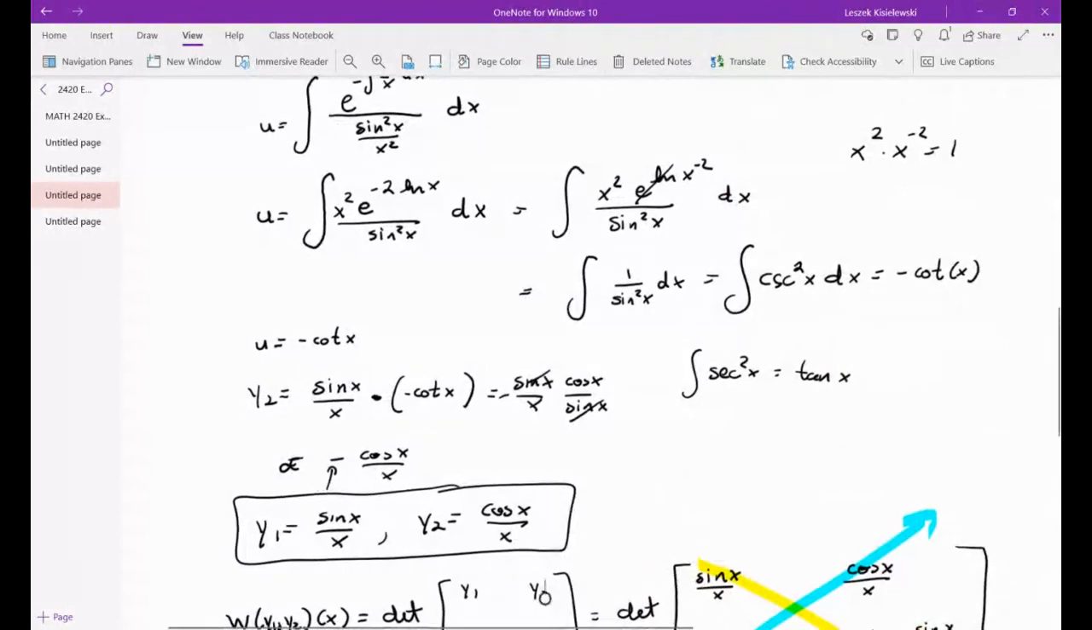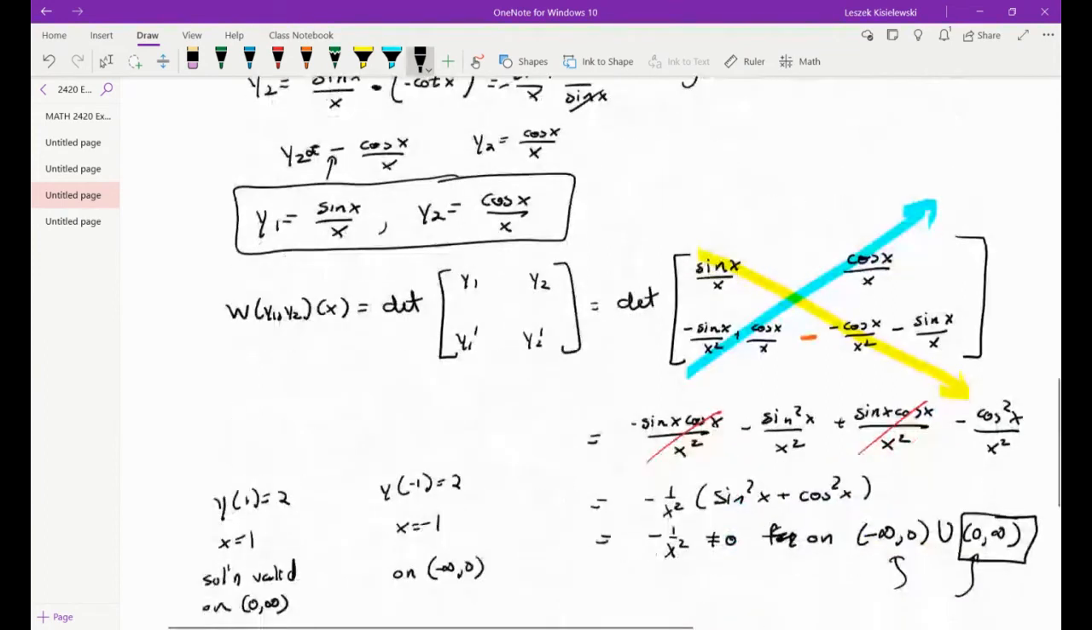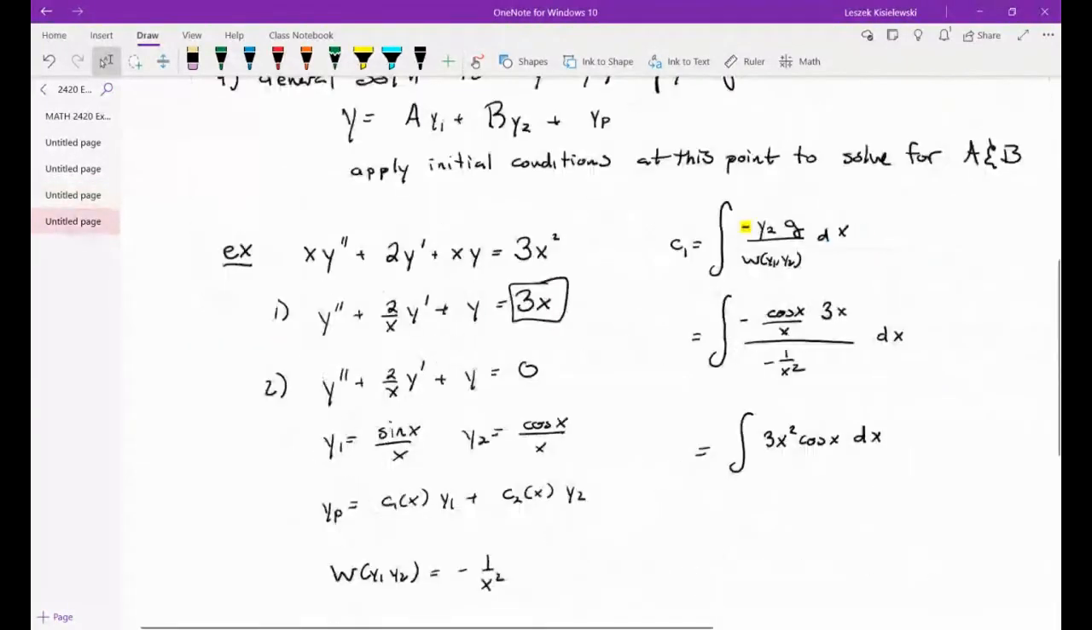Yes, so over here we found y2 to be negative cosine x over x. But we said that if you have a solution to the homogeneous equation, then any constant multiple of that is also a solution. So just to keep things nice, I decided to scale by -1. Technically I should be saying that this is proportional to that. You could have kept a negative in there if you want. It would not have changed the process.